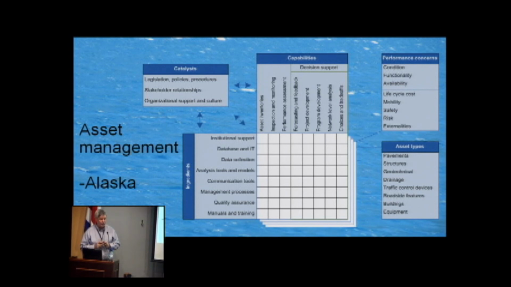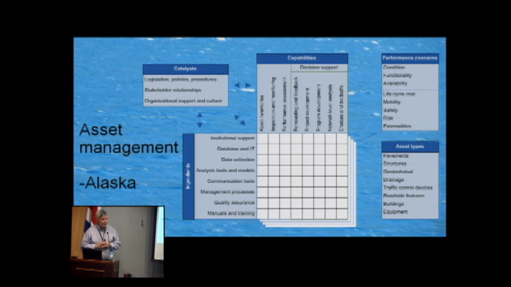The condition, of course, is the one that is obvious, but also how well they function, how available they are for service, the mobility they provide to the public, the safety to the public, the risk of service disruption, and then externalities such as carbon emissions or pollution emissions that result from the use of these facilities. So those are all concerns that an agency is trying to manage.